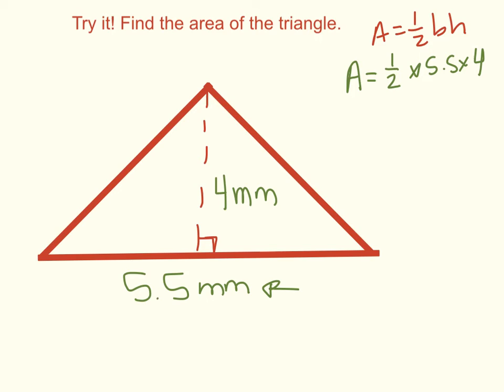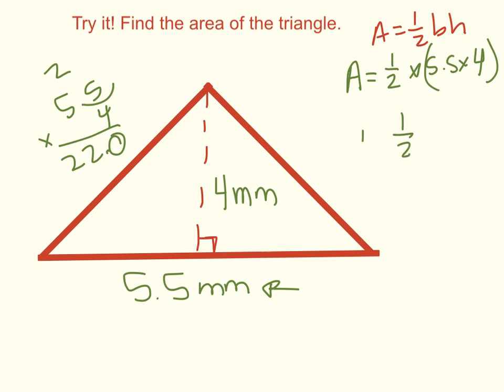So the first thing I'm going to do is multiply 5.5 and 4, and then I'm going to multiply by 1/2. 5.5 times 4 is going to be close to 20 because 5 times 4 is 20. So let me do that work over here. Perfect. Looks like it's 22. So area equals 1/2 times 22. Now I could do 1/2 times 22, or I could also think of it as what's half of 22? What's 22 divided by 2? Well, half of 22 is 11.